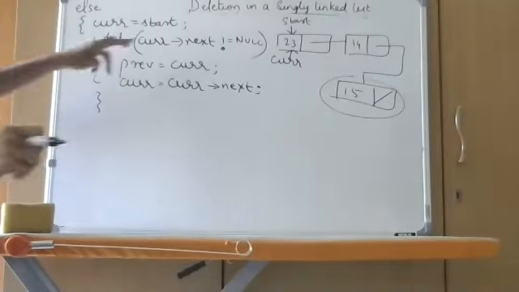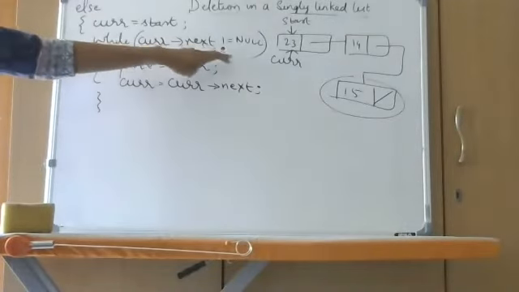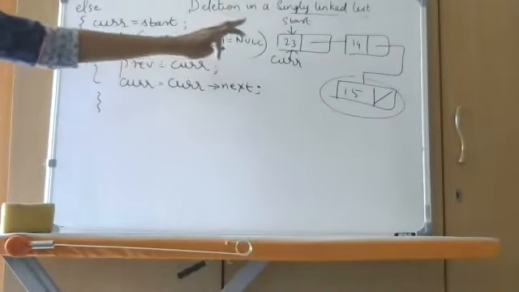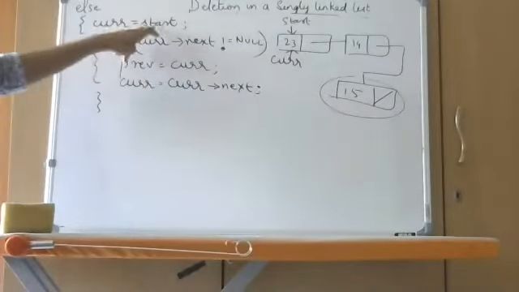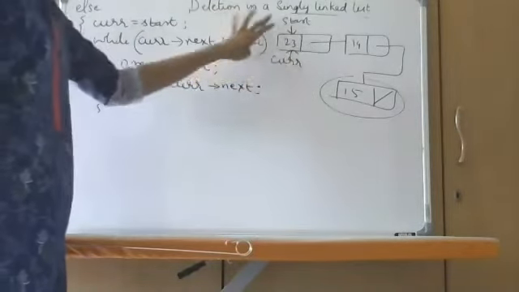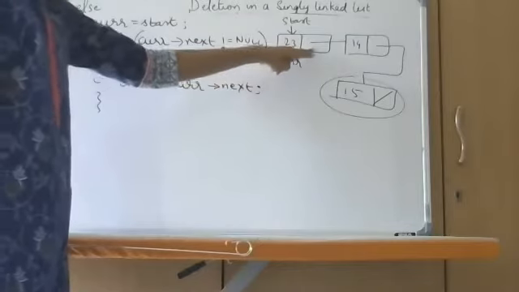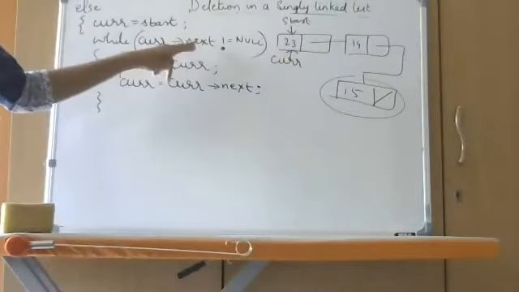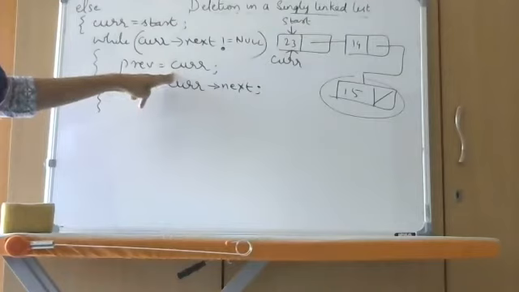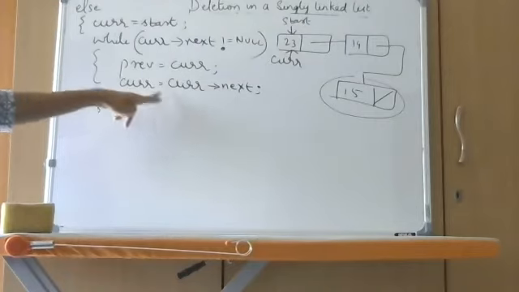Means what am I checking? While current of next is not equal to null. I am starting with this: current is equal to start. So this first element is my current node. Current of next, is it equal to null? It's not equal to null. So what should I do? Previous is equal to current. Current is equal to current of next.